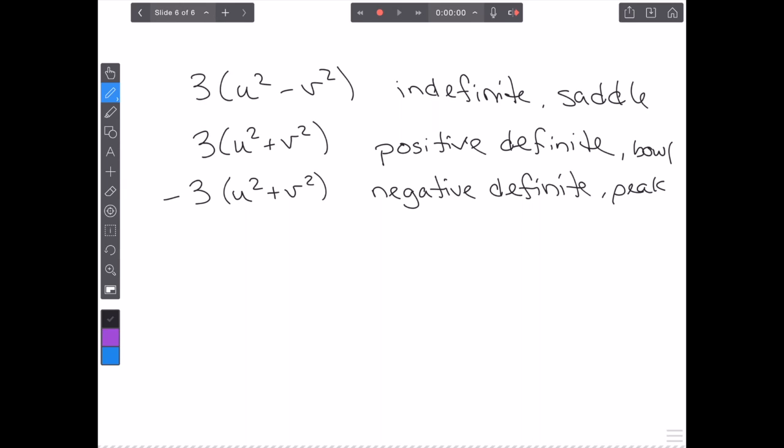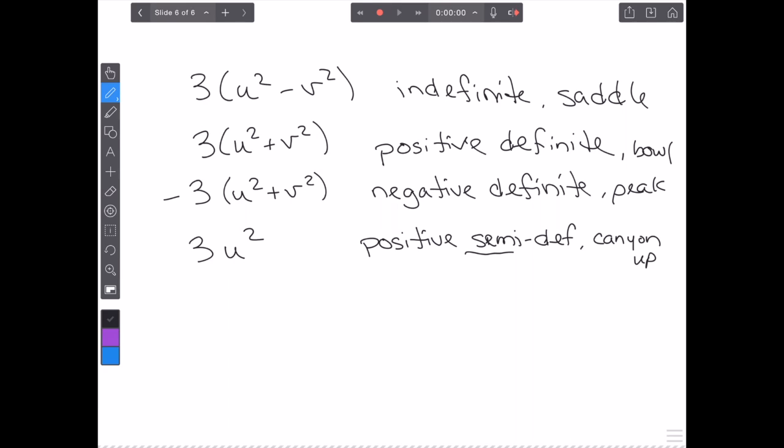Okay, and then the other options we have. We have 3u squared, and this is what we call positive semi-definite. It has a curvature in one direction, but in the other direction, it's flat. So instead of being definite, it's semi-definite, because you only have this well-defined curvature in one direction, and the other has zero curvature. So this is a canyon, and I'll put canyon up.